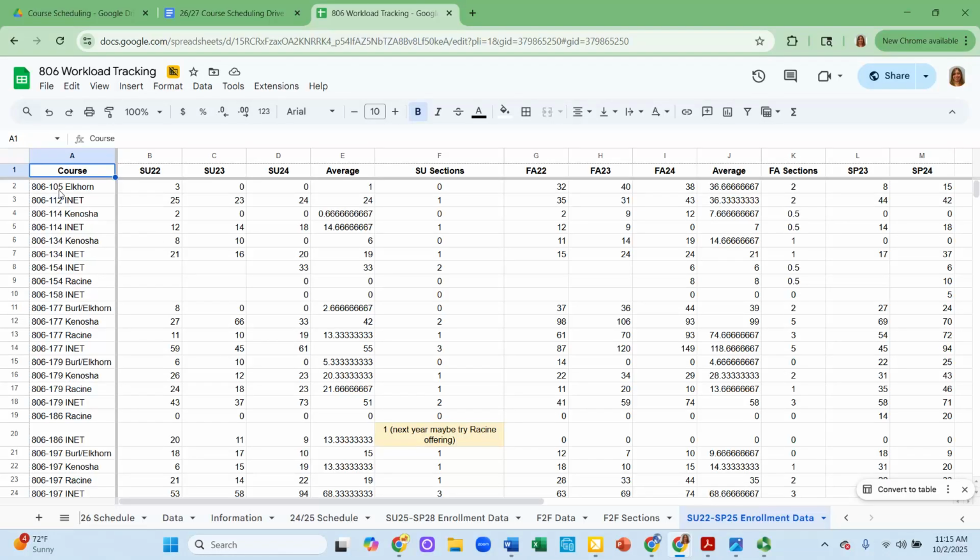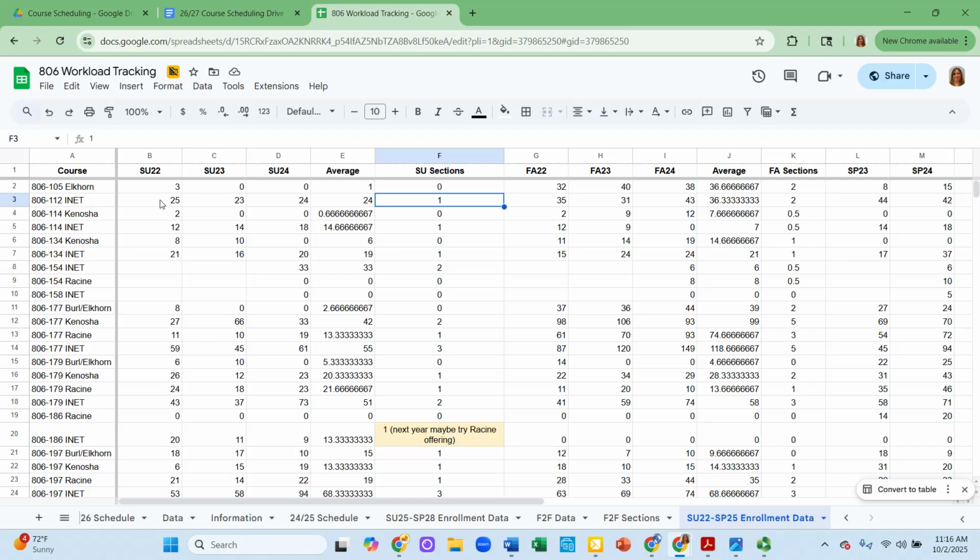For example, here for 806-105, which is our Principles of Animal Biology, in summer it only had 3 students in summer of 2022, then it had 0, then it had 0, an average of 1, so it was recommended to stop offering that section in the summer. If we look at our Principles of Sustainability course here, we can see that we've had consistent enrollment for 3 years, so it's recommended to continue to offer one of those sections in the summer. So dividing by the total capacity of the course, it's recommended to continue to offer that. Looking at the data really guides me on how many sections I need.